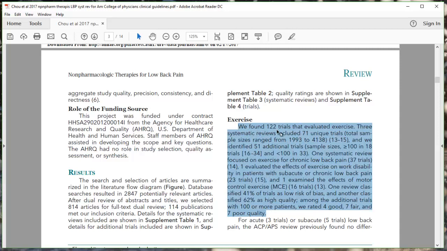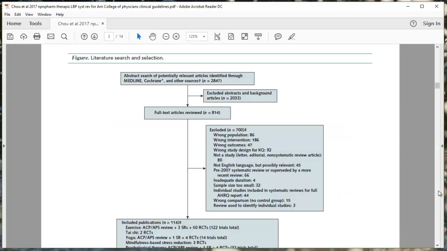They first pulled together 122 trials that evaluated exercise. There were a couple of systematic reviews that had 71 unique trials, and then they had 51 additional trials. So this tells you where they got the articles from and then how the exercise interventions appeared in the studies. So then we scroll down. This is the flow chart that shows where they got all of their articles. So again, if you're one student or one researcher, this would be extraordinarily hard to execute on your own, and that's why faculty always try and get you to use very specific topics.